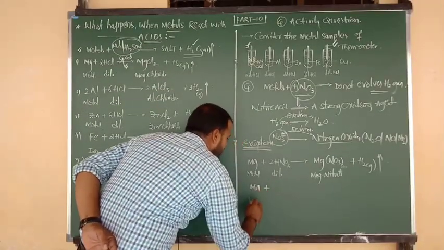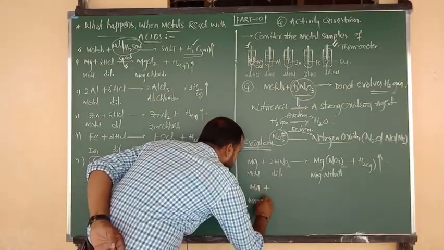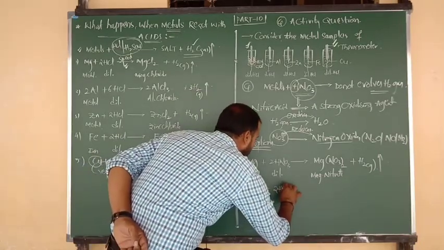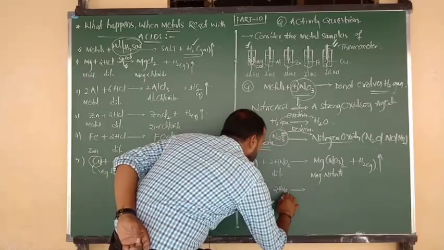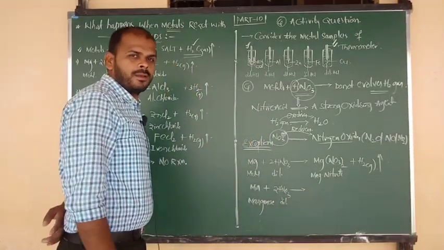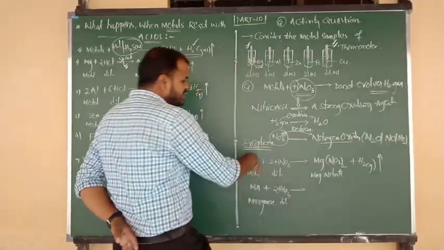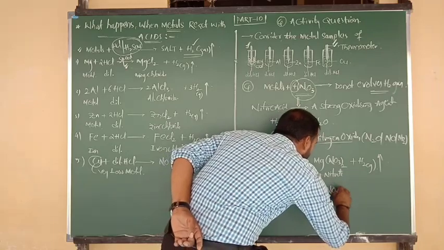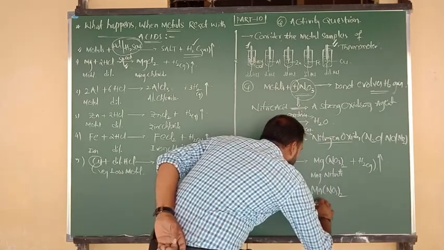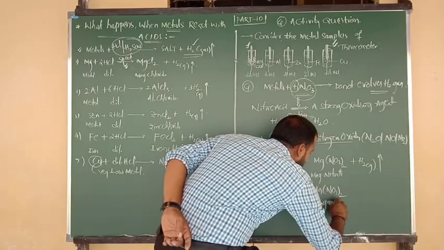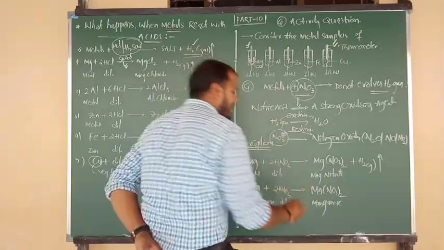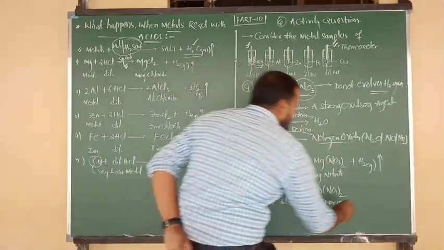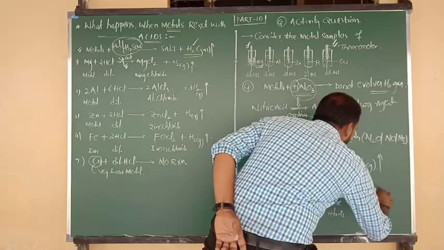And one more is manganese metal. Manganese upon reaction with dilute HNO3 forms the product manganese nitrate, Mn(NO3)2. So the name of this compound is manganese nitrate. And definitely there will be two H atoms, and they are released in the form of H2 gas.